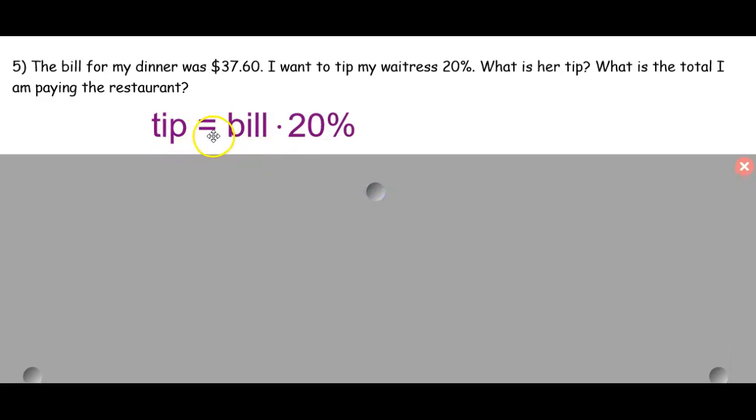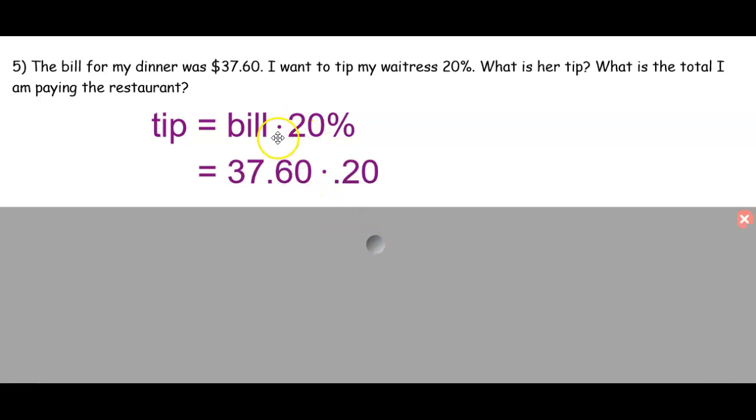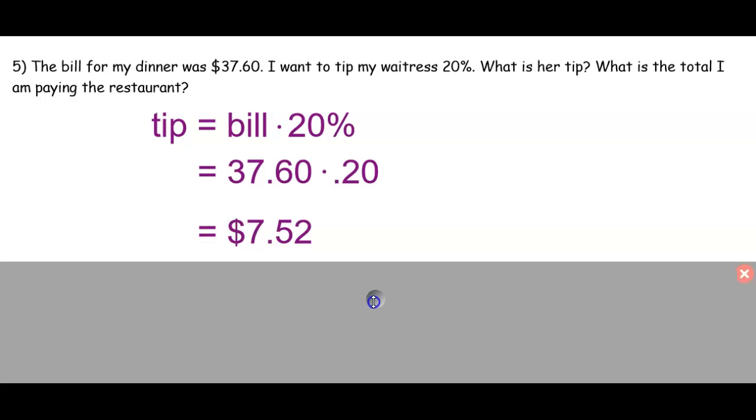So tip equals your bill times whatever percent you want to tip. So if you want to tip 20%, you're going to do 0.20. If you're going to tip 30%, which you wouldn't do probably, you'd do 0.30. 15% would be 0.15. Okay, so your bill is $37.60. I'm going to multiply that by 0.20 because remember I have to change it to a decimal. And then I'm going to get an answer. Now that's just going to give me my tip. Okay, so that's what is her tip.